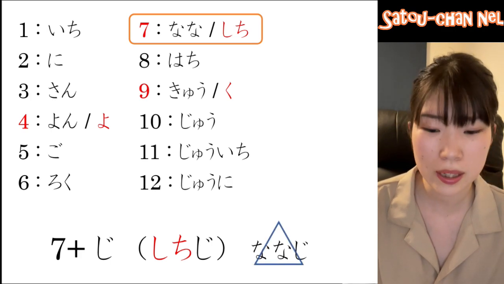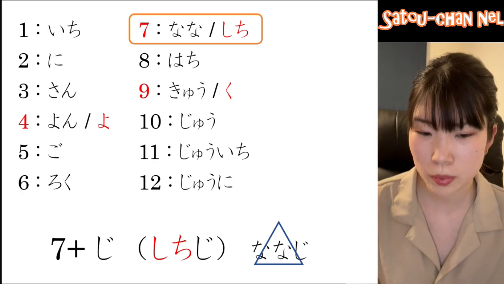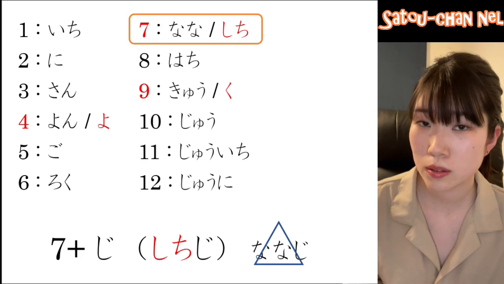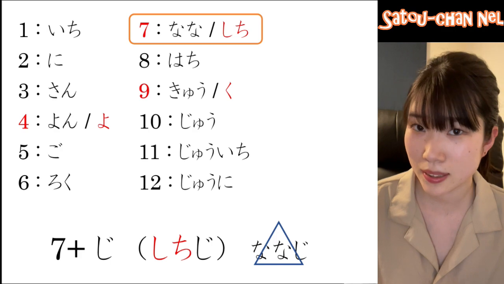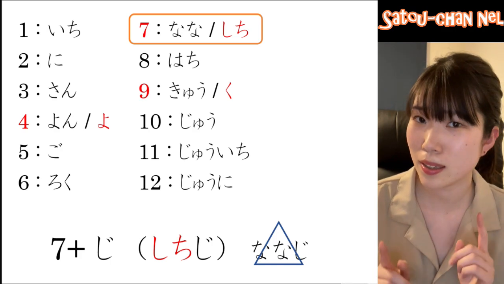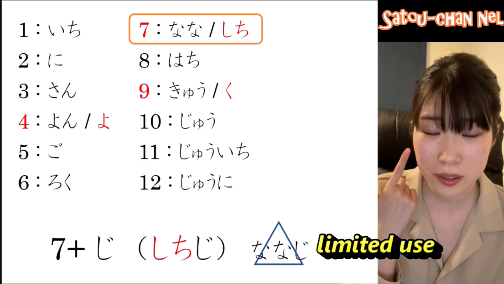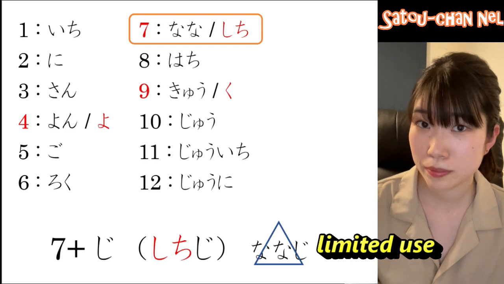We don't usually say 7時. But sometimes people say 7時 because 7時, 7 o'clock sounds similar to 1時, 1 o'clock. They sound similar. So in order to avoid mishearing, we sometimes say 7時, but it's not common.